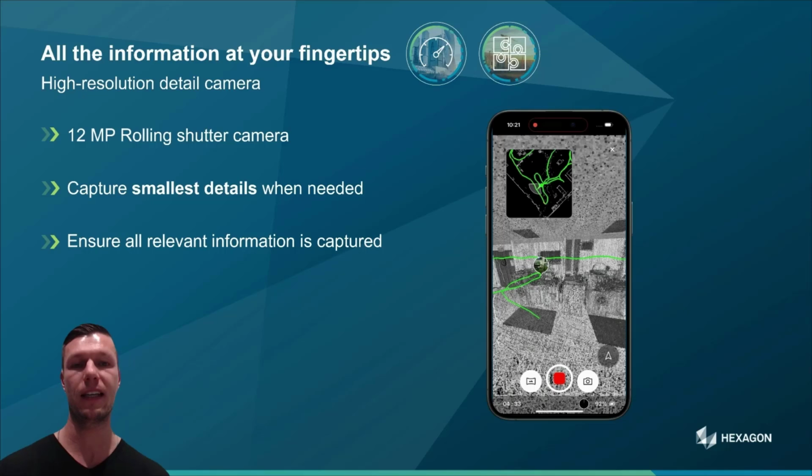Because in the facility, like the Swiss Optic ones, there are many machines with plates which contain important information, and you really want to ensure that every little small detail which is relevant to you is captured. And this is ensured with the BLK2GO.